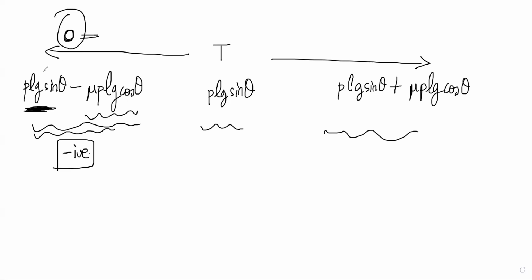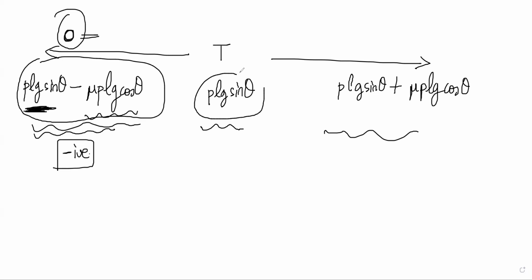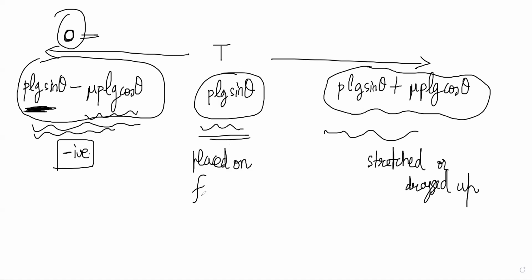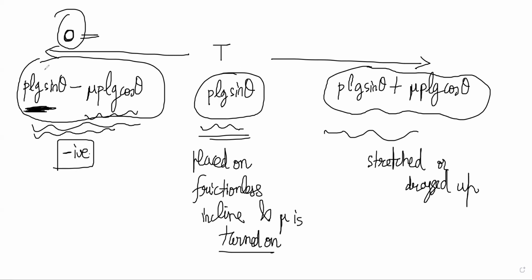So 0 is a possible value, this is a possible value, this is a possible value, and this is a possible value also. Depends on how you bring the rope. This is the case when the rope was stretched or dragged up or dragged down. This is the case where the rope was already placed on a frictionless incline and friction is turned on. Frictionless incline and mu is turned on. And this was the case in the standard situation when the rope was not stretched.